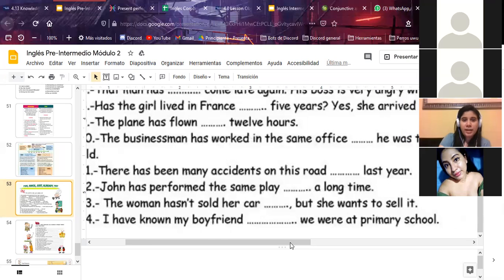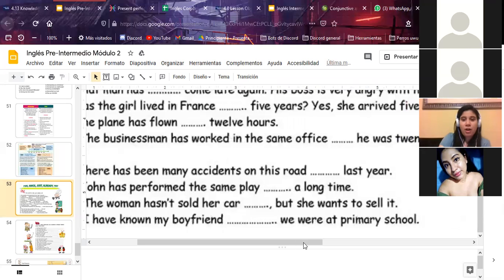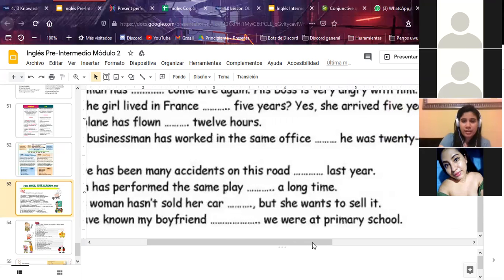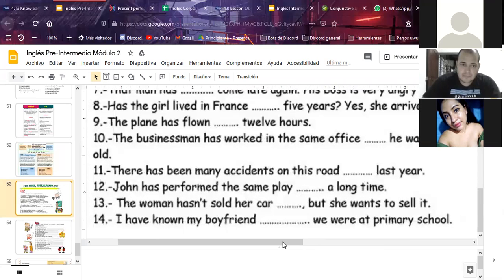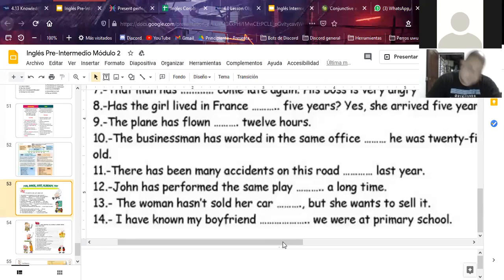The businessman has worked in the same office since he was 25 years old. Very good. So the businessman has worked in the same office since he was 25 years old. Perfect. Nice. Number 11, how is it going to be?